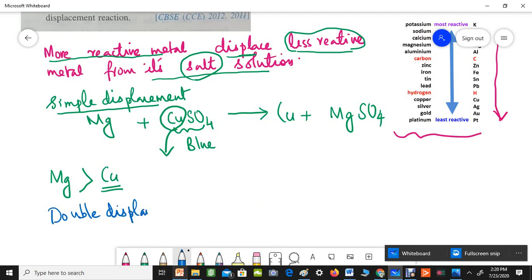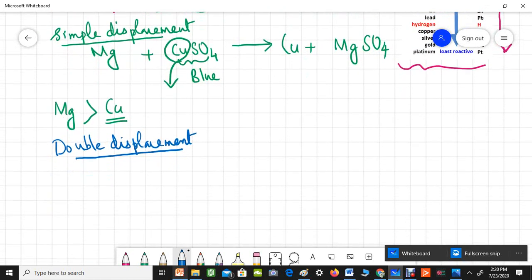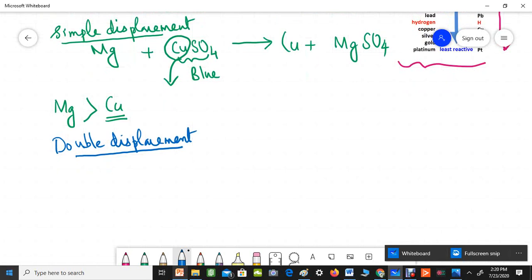In double displacement reactions, exchange of both kind of ions are taking place. For example, I'm taking silver nitrate and sodium chloride. One easy example for you. Silver nitrate, AgNO3. Silver valency is 1. Also nitrate valency is 1. So if we exchange both, you will get the formula as silver nitrate.